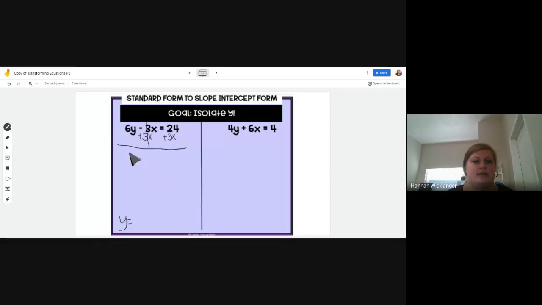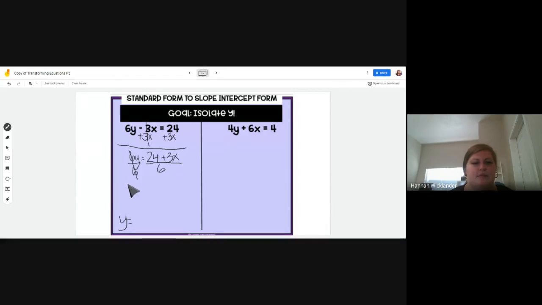These x's cancel and I'm left with 6y on the left and 24 plus 3x on the right. Now I have a 6 attached to my y and I need y completely by itself. So I'm going to divide by 6 because the 6 is being multiplied by the y. Division cancels out the multiplication. What I do to one side, I must do to the other.